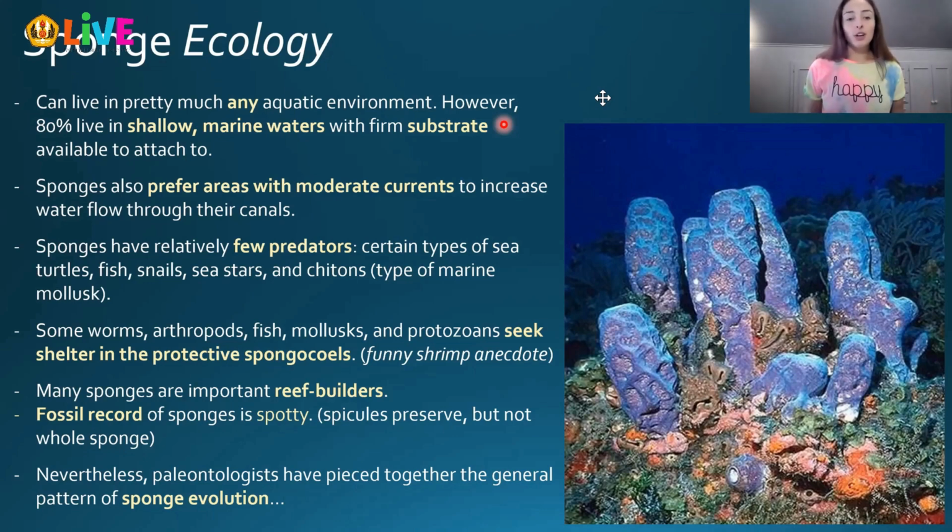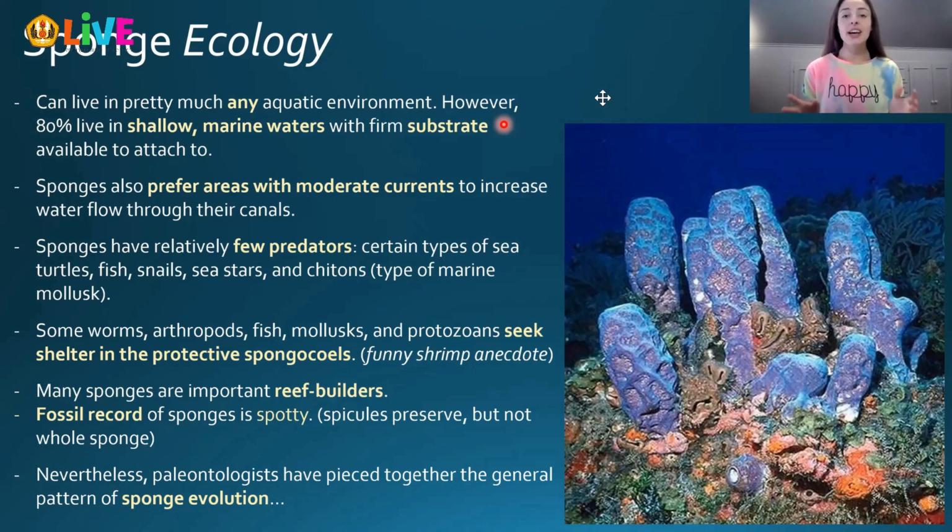Some types of worms, arthropods, fish, mollusks, and protozoans seek shelter in their protective spongicles. And so I put here to remind myself, funny shrimp anecdote. That's because the book that I'm reading that is helping me make these lectures, which is linked below if you want to look into it, explains this in a really funny way, or I thought it was funny.